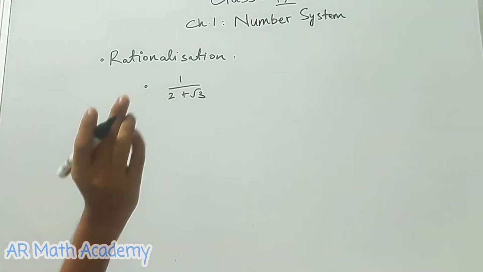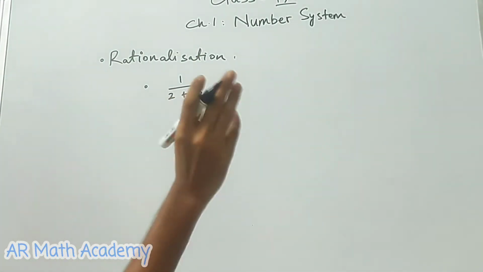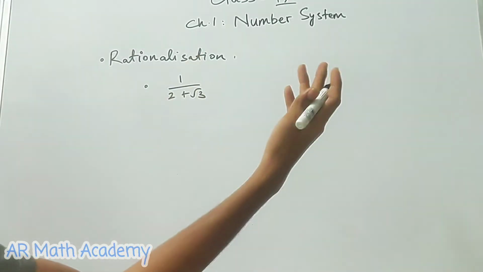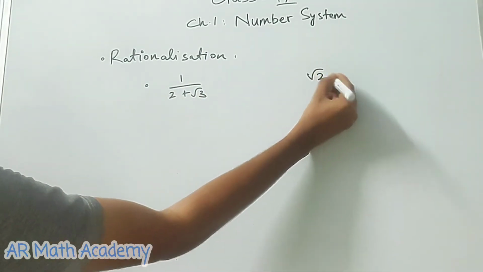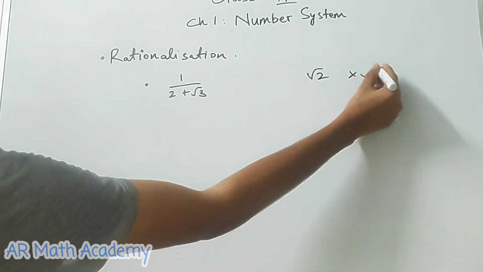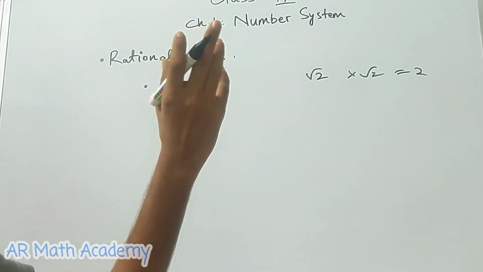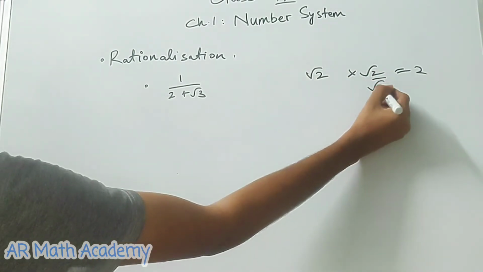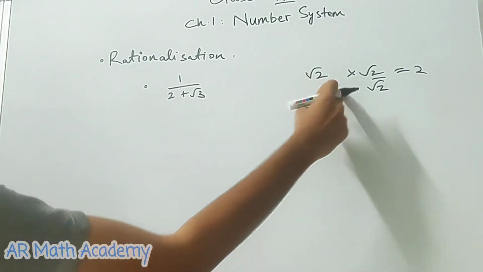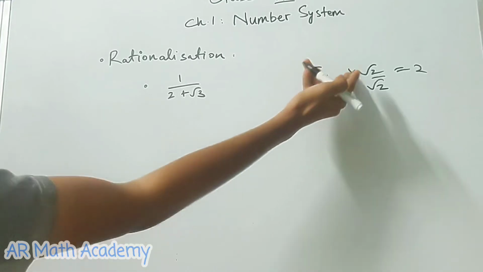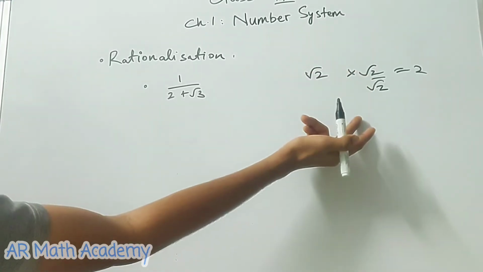As of now I have told you that we have some means by which we can convert an irrational number to a rational number. How can we do that? Suppose we have root 2, we can multiply it with another root 2 to make it 2. So it becomes a rational number, right? Now when we multiply by root 2, we are dividing by root 2 as well. So root 2 into root 2 by root 2, basically root 2 by root 2 is 1.